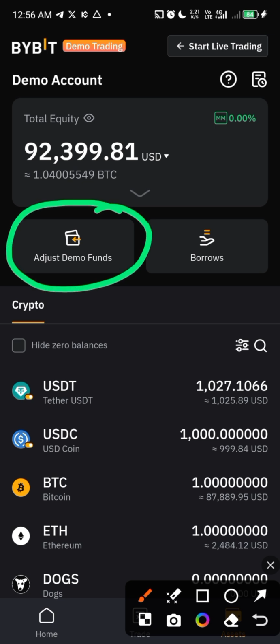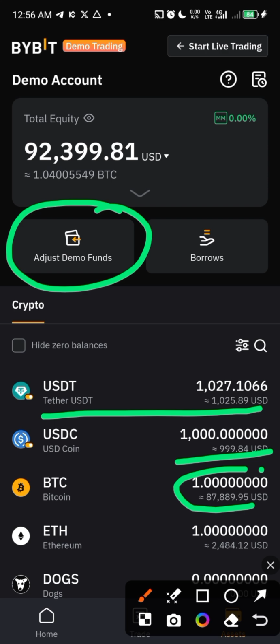I already adjusted my own. You can see my own here is saying $1,027. Here is saying $1,027. So this one I did not touch it. This Bitcoin I did not touch. Also Ethereum I did not touch.